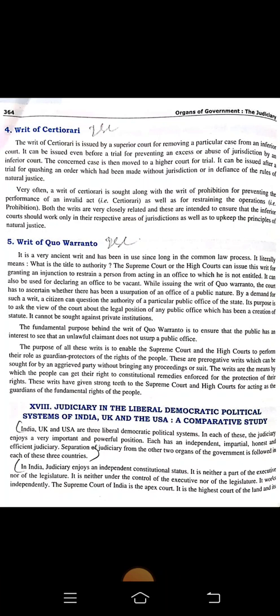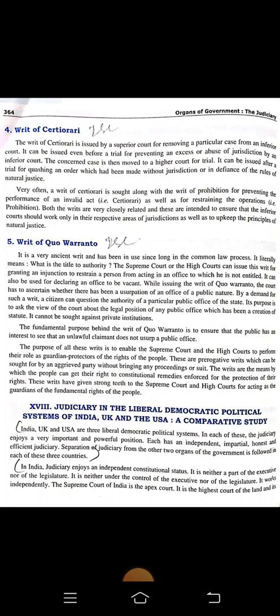It can be issued after the trial, against an order which was made without jurisdiction or in violation of the rules of natural justice. Very often a writ of certiorari is sought along with the writ of prohibition, for prevention of the performance of an invalid act.